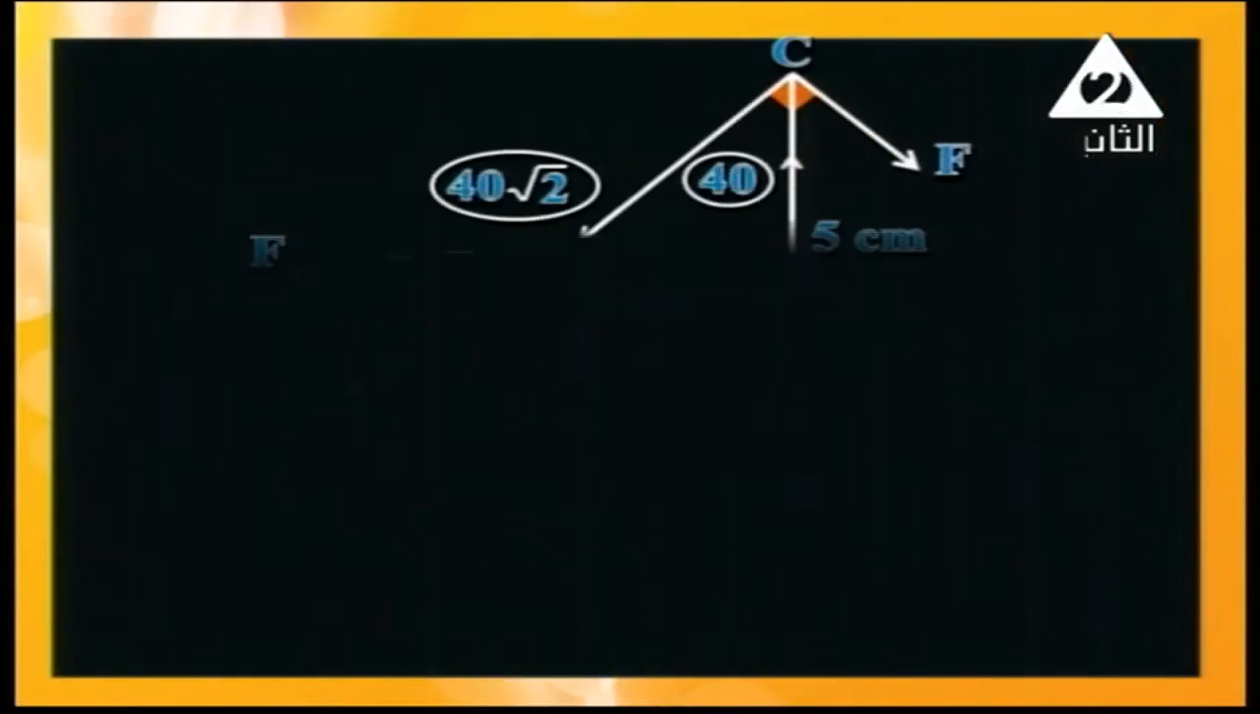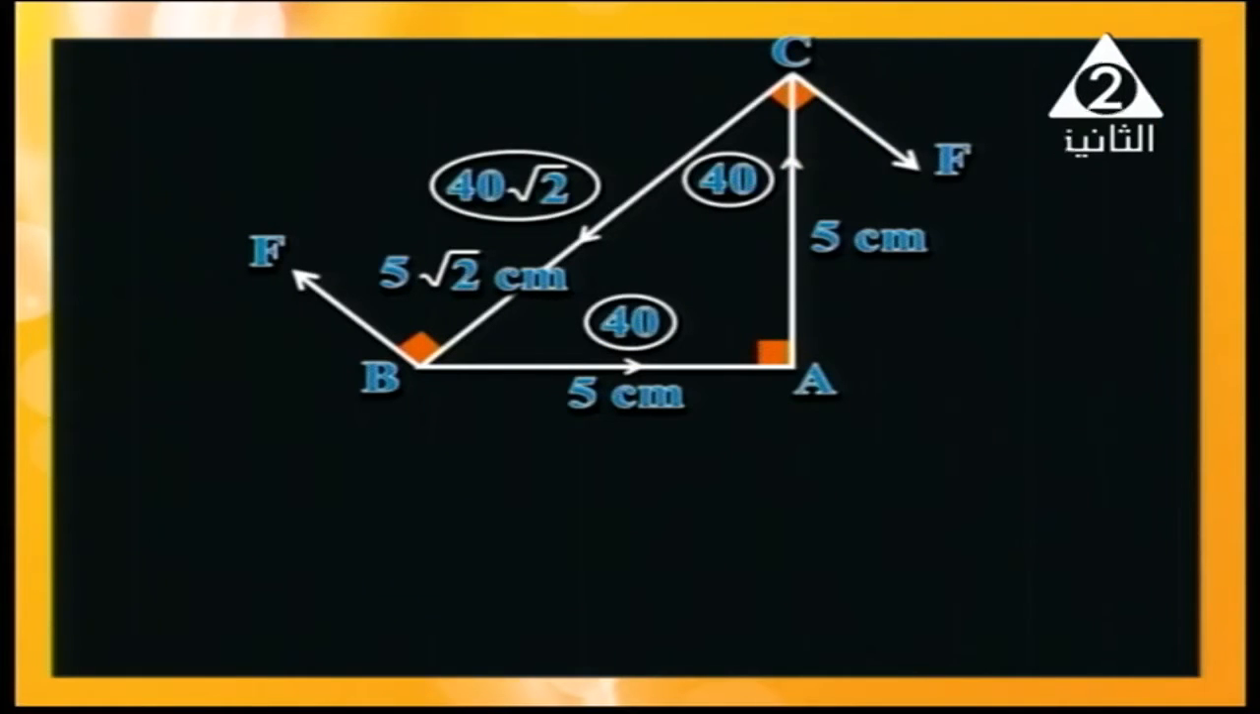Look at, my dear student, ABC, a right angle triangle at A. We have two forces acting at B and C, opposite in direction and equal in magnitude. The value of each one is F. AB equals 5, also AC equals 5, so it is an isosceles triangle. BC, the hypotenuse, equals 5 root 2. We have force 40 acting along AC, also 40 acting along BA, and 40 root 2 acting along CB.